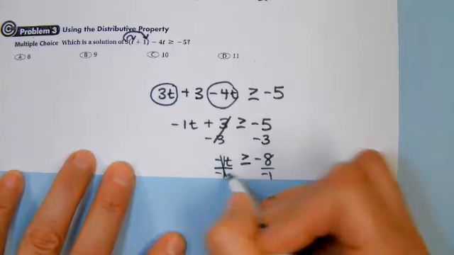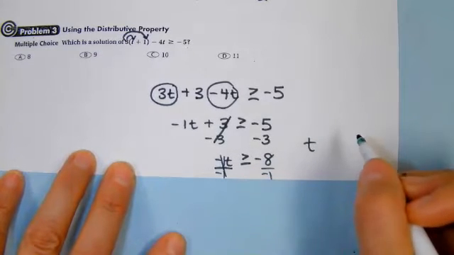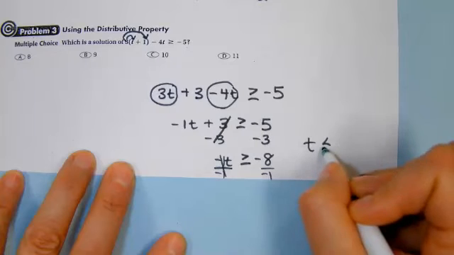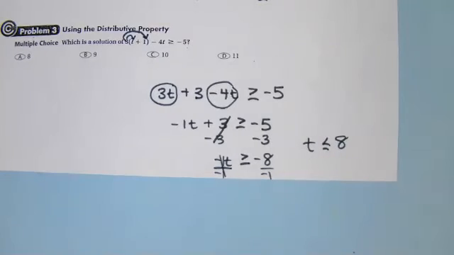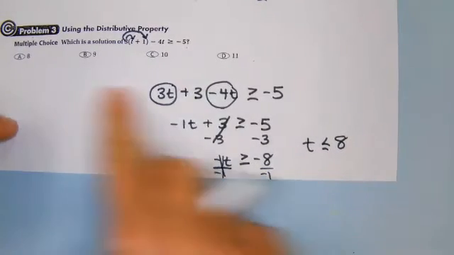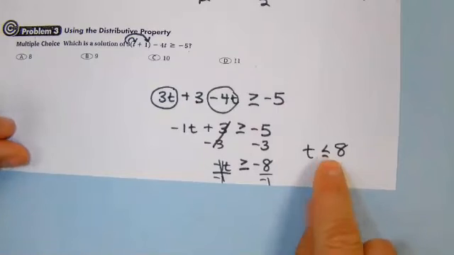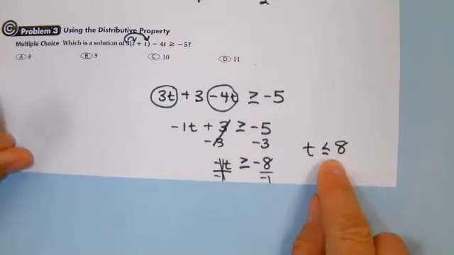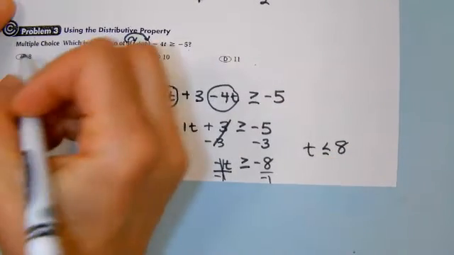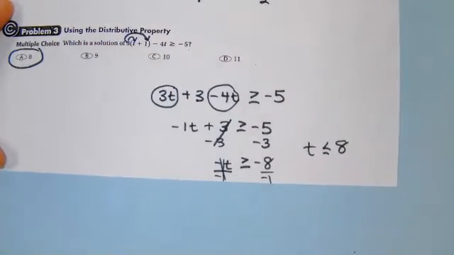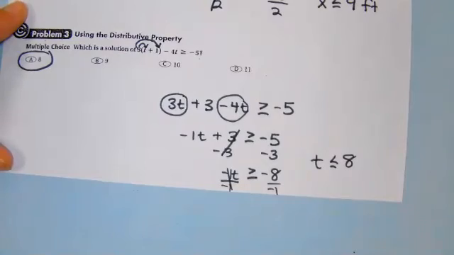So since we're dividing by a negative, we want to flip that inequality so that t is less than or equal to positive 8, because a negative divided by a negative gives us a positive. And now our choice is less than or equal to. So it's got to be less than 8 or equal to 8, leaving us with the only choice of A. 8 would be a possible answer.